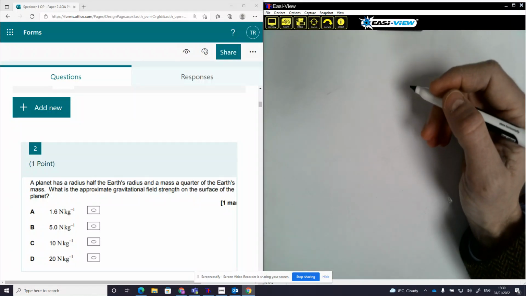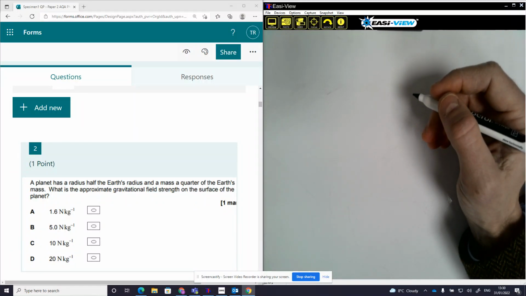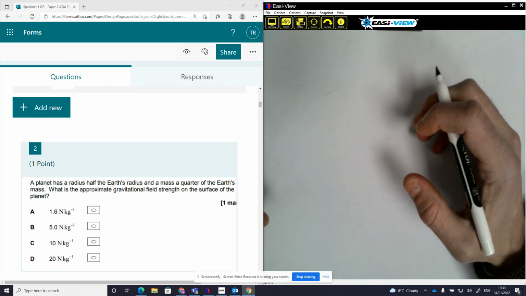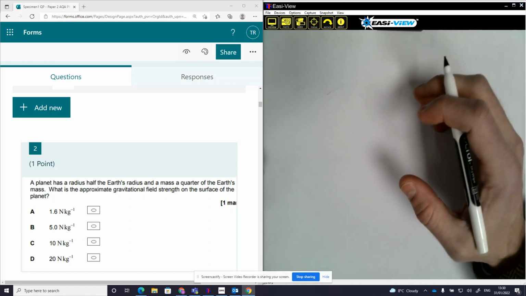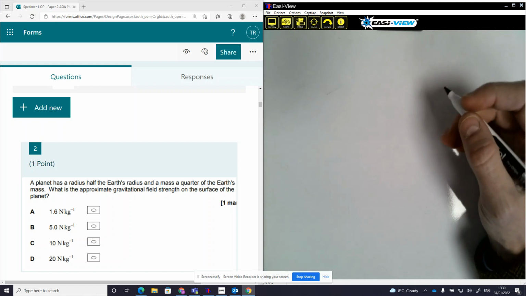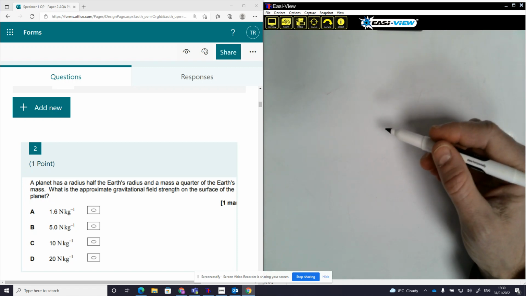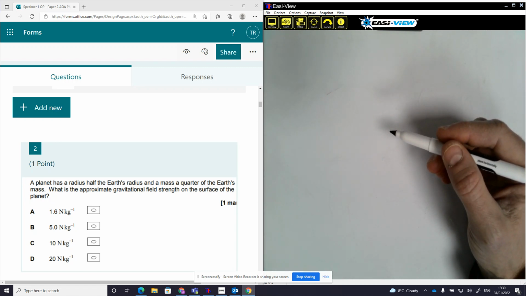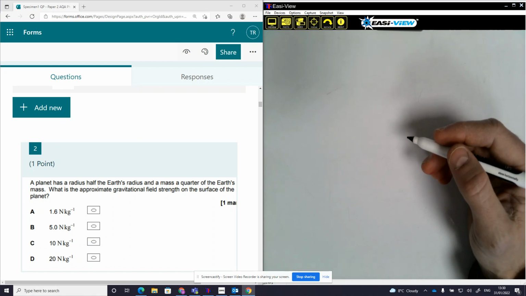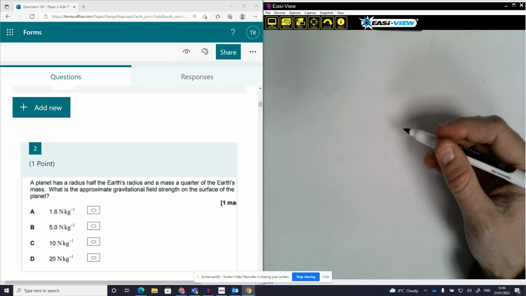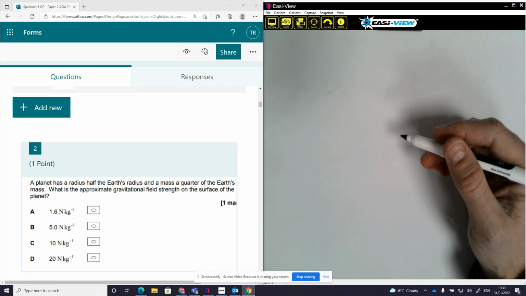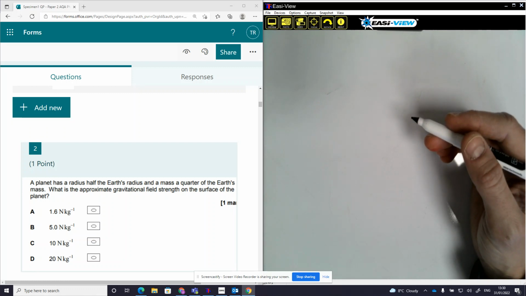So this question is looking at the gravitational field strength, and it's one of these questions where you're given different ratios and proportionalities where it's changing. Now we've got a radius half the Earth's radius, and immediately you might start thinking, okay, so if it's half the radius, the volume is 1/8 of the volume, therefore the mass will be an eighth, and all these things if the density is constant.